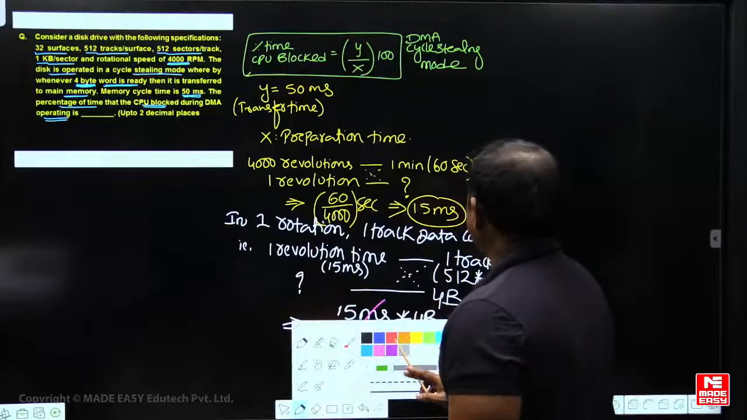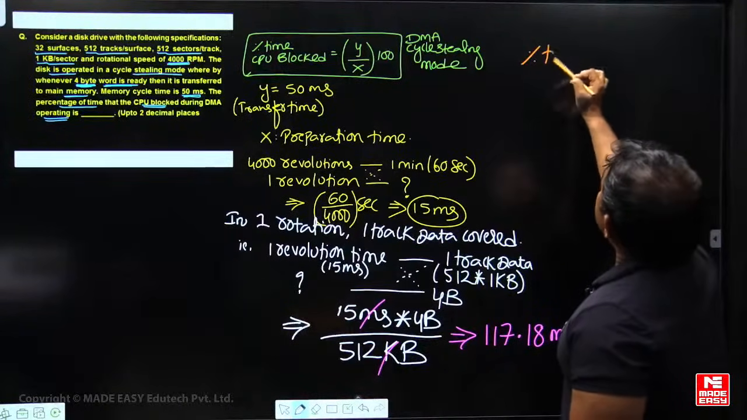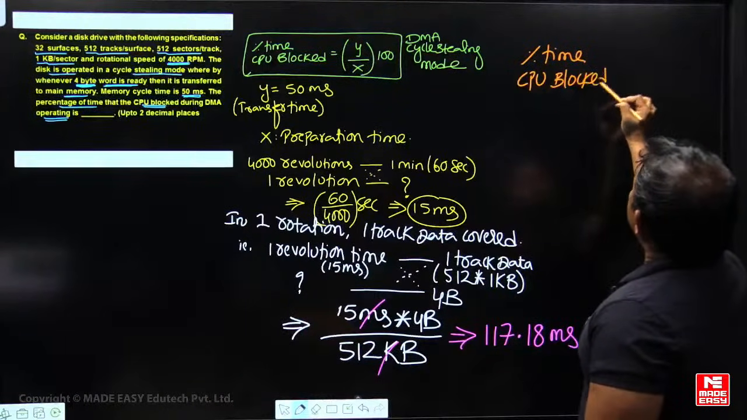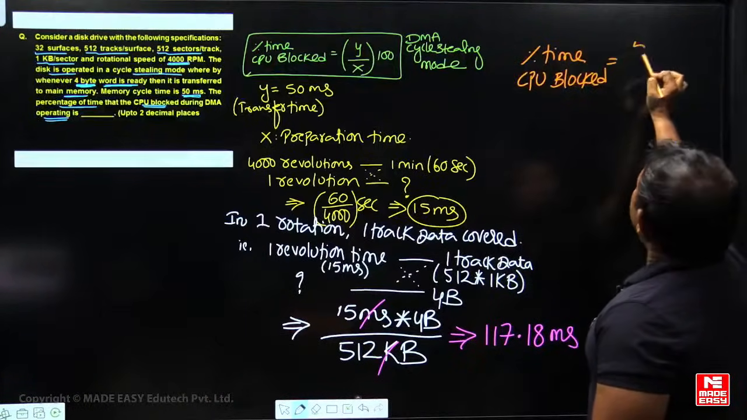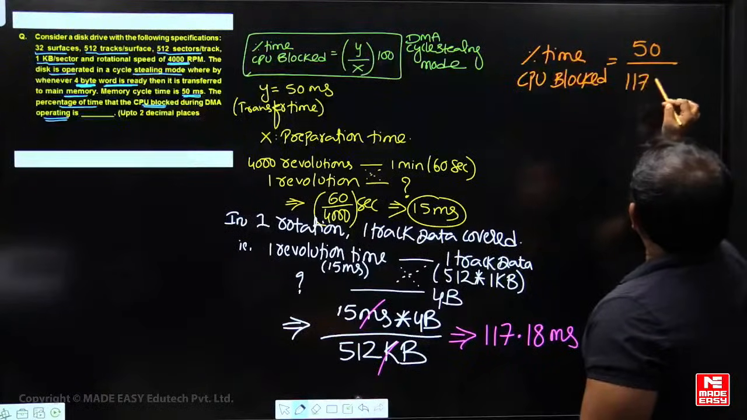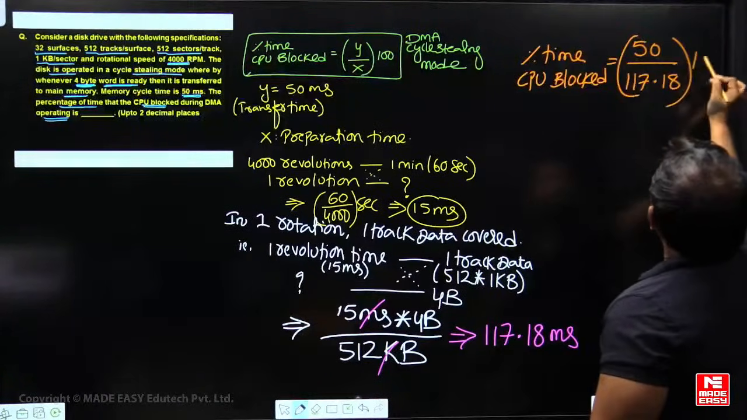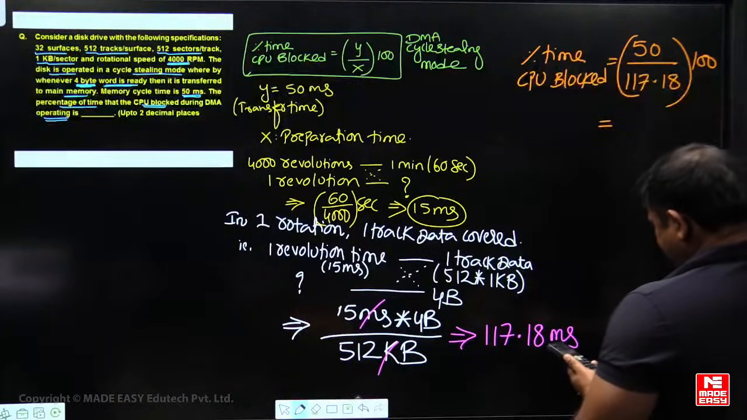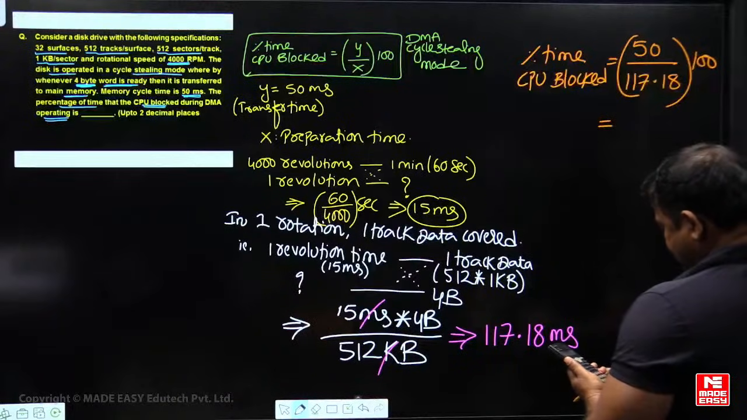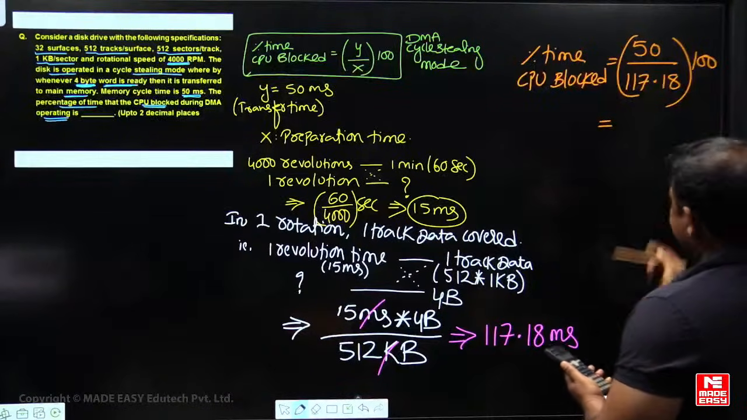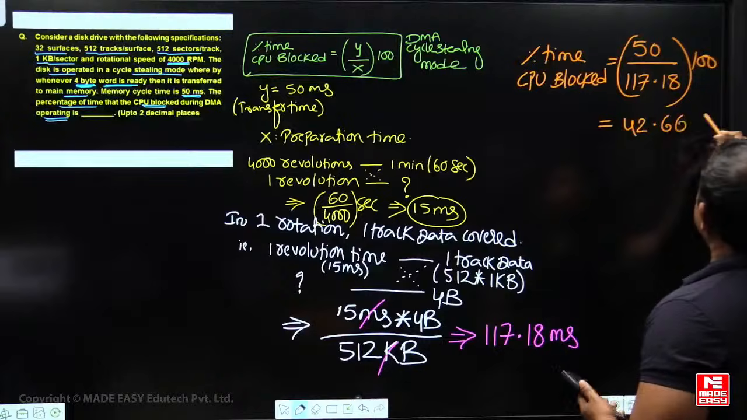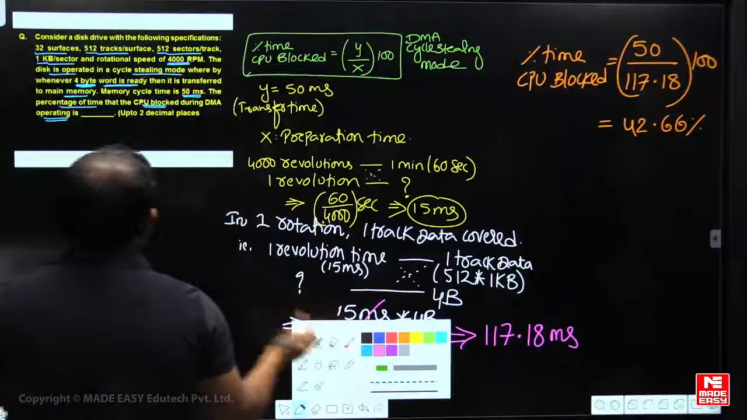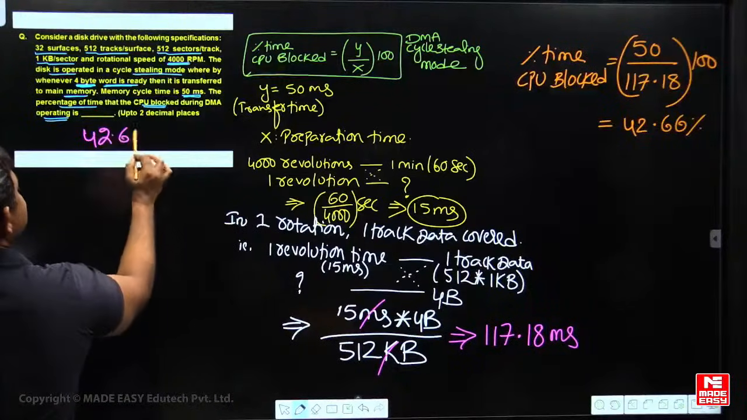Now substitute those values here. The percentage of time CPU is blocked in the DMA operation is equal to the y value 50 upon 117.18 into 100. That is 42.66%. They are asking up to 2 decimal places, so the answer is 42.66 percent.